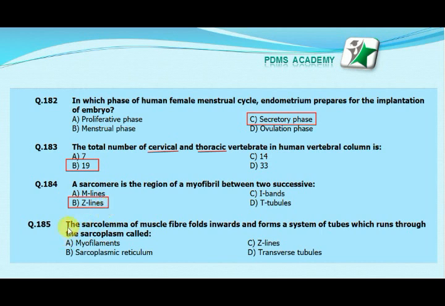Our next MCQ is: the sarcolemma of muscle fiber folds inwards and forms a system of tubes which runs through the sarcoplasm called. Option A, myofilaments. Option B, sarcoplasmic reticulum. Option C, Z lines. Option D, transverse tubules. Our correct answer is D, transverse tubules.